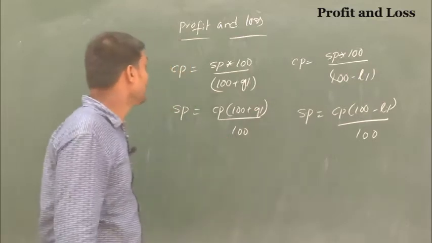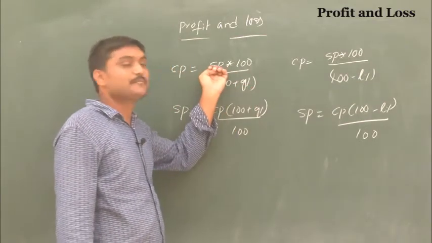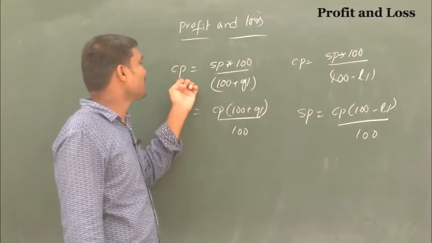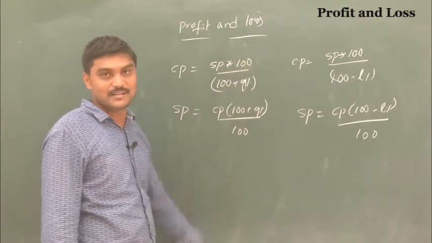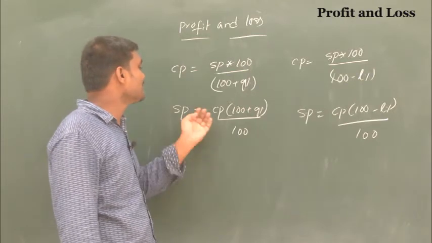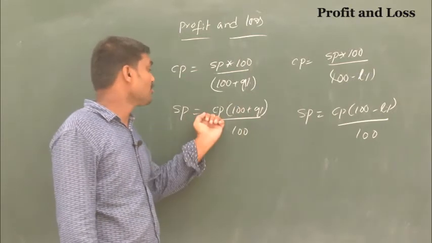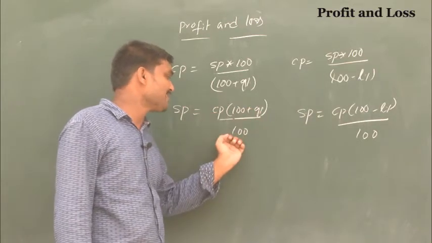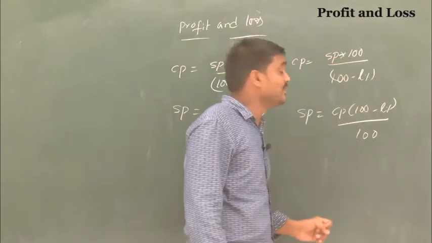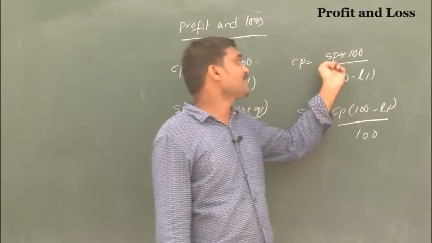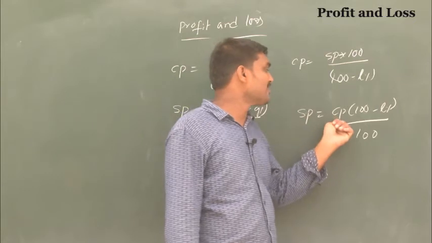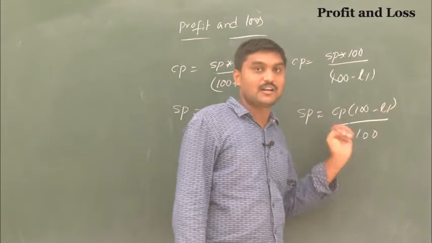Suppose gain percent and selling price are given, asking cost price. At that time we can use this formula: cost price equals SP into 100 by (100 plus gain percent). If cost price and gain percent are given and you are asked selling price, then cost price into (100 plus gain percent) by 100. If selling price and loss percent are given and you want cost price, it is selling price into 100 by (100 minus loss percent). If you want selling price, it is cost price into (100 minus loss percent) by 100.